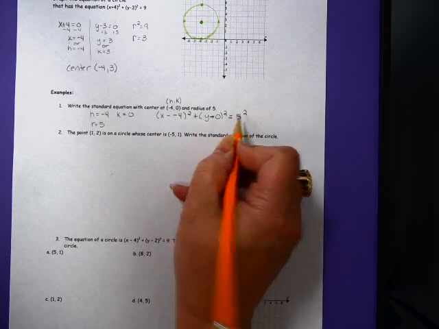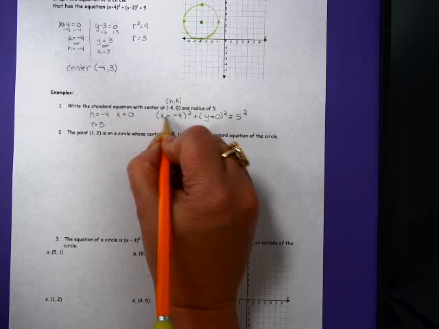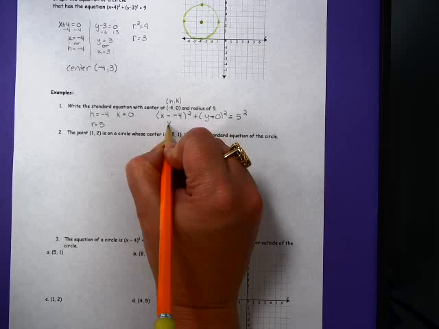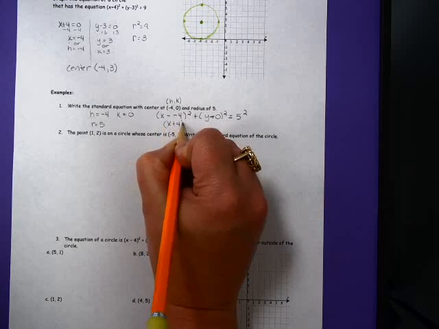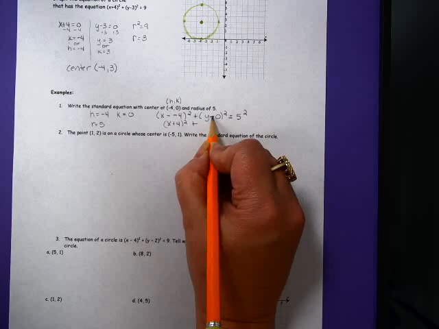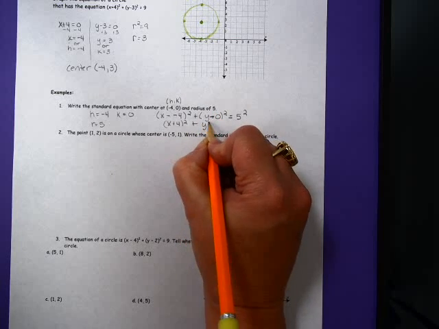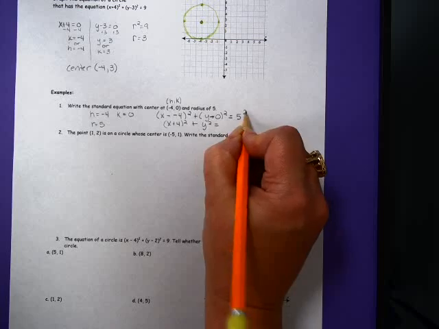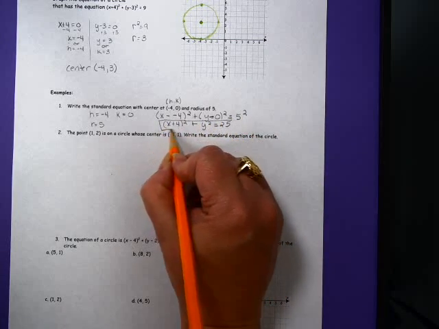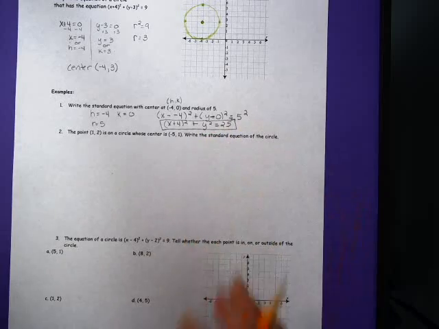Okay, cleaning this up, x minus a negative, so that's going to be plus 4. So x plus 4 squared plus, y minus 0 is just y, so it's going to be y squared equaling 5 squared, which is 25. So there is my equation of my circle.